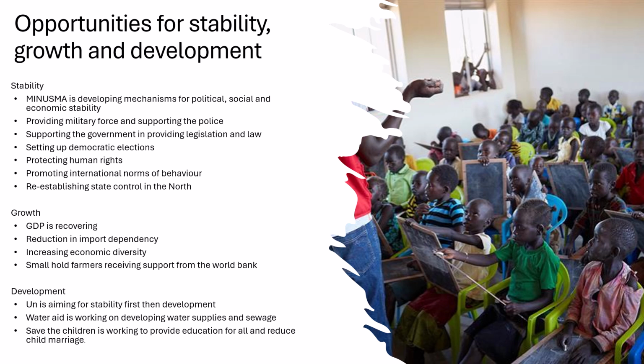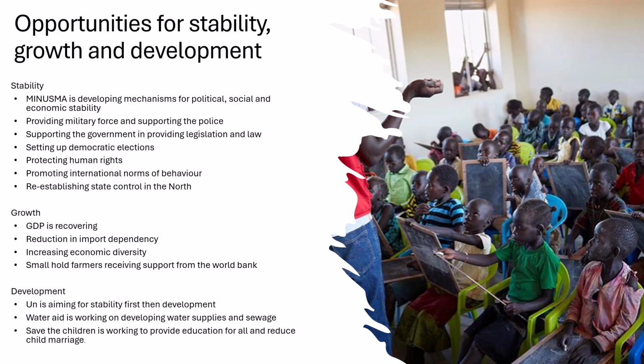Once you have stability, then you can help growth. GDP in Mali is recovering, it is improving. There has been a reduction in imported goods and dependence on imports, particularly for basic things like food. There has been increasing economic diversity within the country, and smallholder farmers are receiving support and help from the World Bank to build and develop their farming and make it more productive.